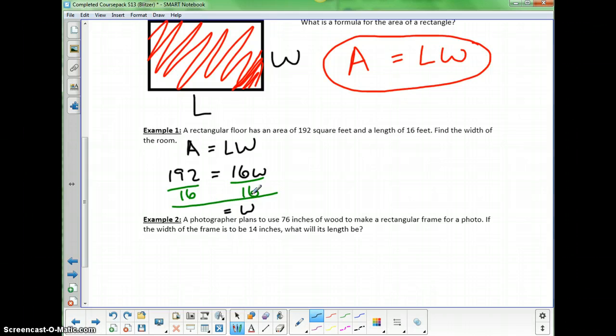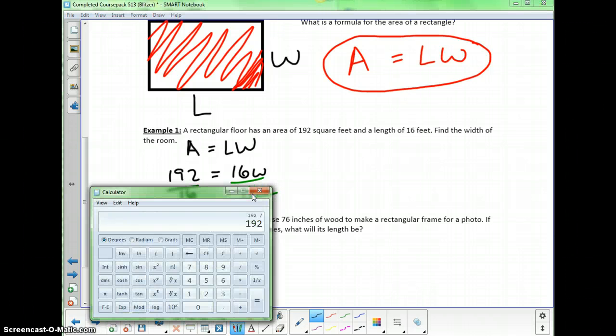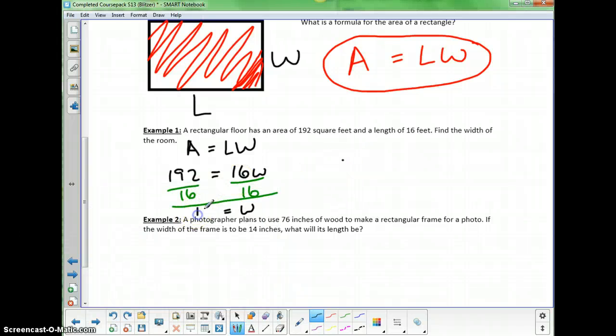Grab my calculator. 192 divided by 16 is 12. So 12 is my width. So 12, what's my measurement? Feet is the width.